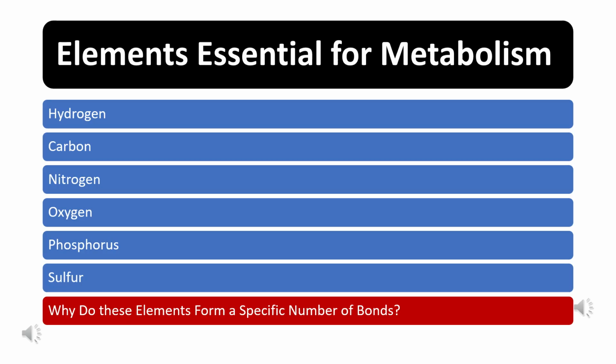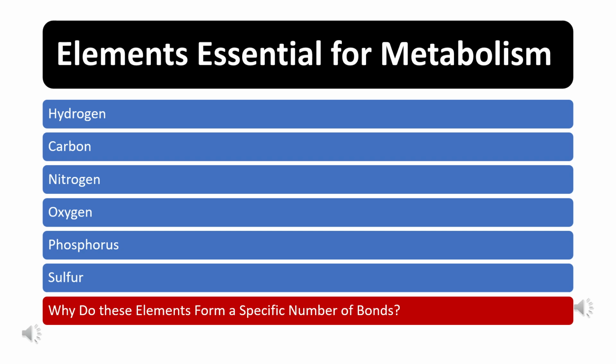Now, let's discuss the essential elements required for metabolism. Although the human body contains many elements, 6 major elements: carbon, C; hydrogen, H; oxygen, O; nitrogen, N; phosphorus, P; and sulfur, S, are the primary building blocks of life.